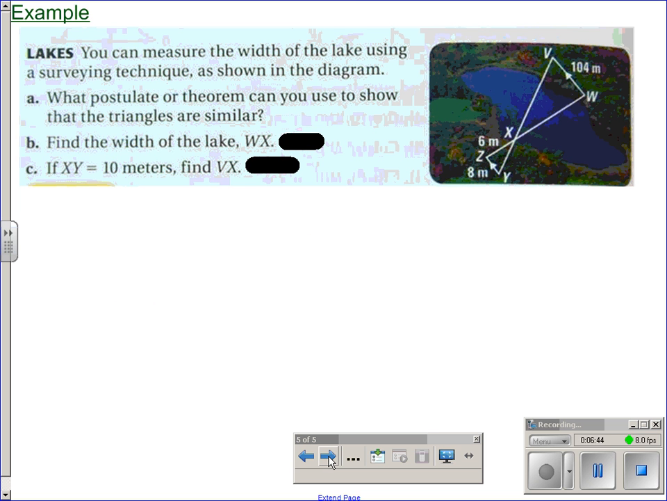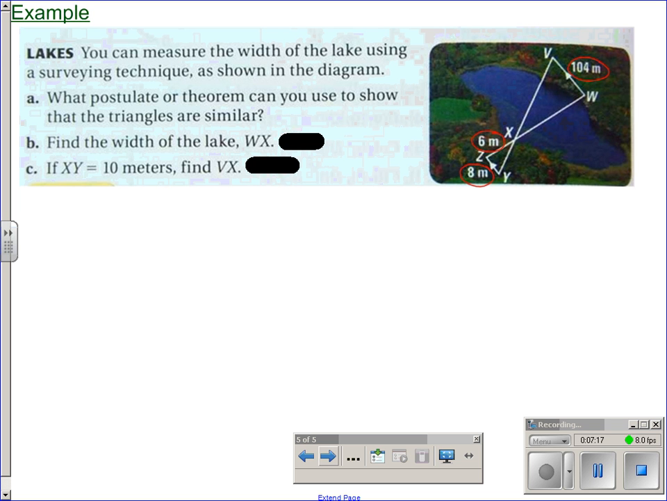But I do want to do one story problem, and that picture's very hard to read, but you can kind of see there's a lake in there, maybe. It says you can measure the width of a lake using a surveying technique as shown in the diagram. So basically, you know two numbers. You know 8 meters is that segment ZY. You know this 104 meters is that segment VW. And you've also got this distance. The 6 meters, that is the length from Z to X.